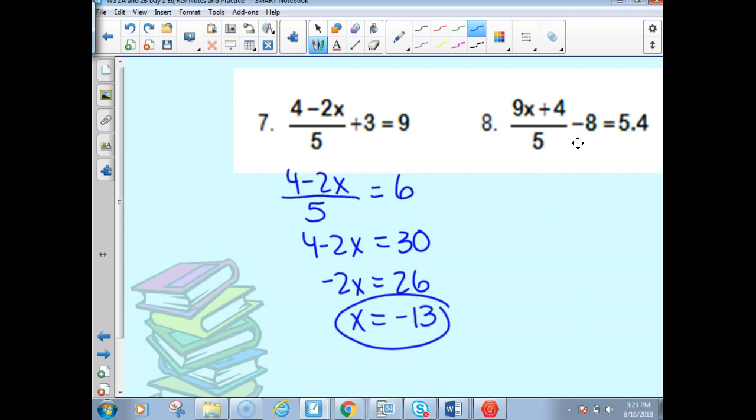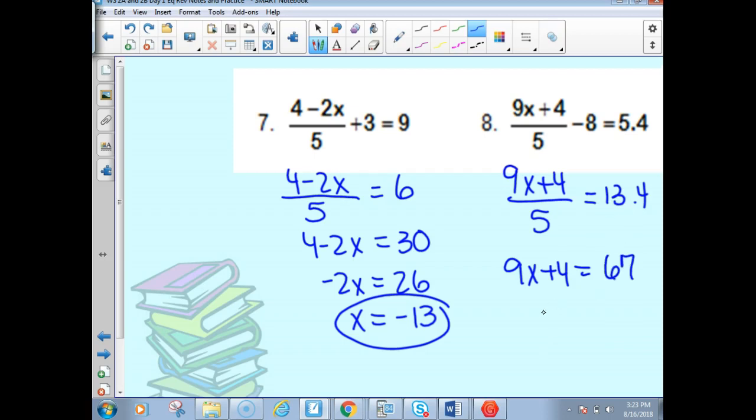Now you see, oh, there's a decimal in number 8. Well, you have a calculator, but it's really not that bad to do without one. 9 times x plus 4 all over 5 is equal to 13.4 when you add 8 to both sides. Okay, next. Multiply by 5. 9 times x plus 4 is equal to that 5 plus 2, so it'd be 67. Subtract 4, get 63, and divide by 9. And your answer should have been 7.